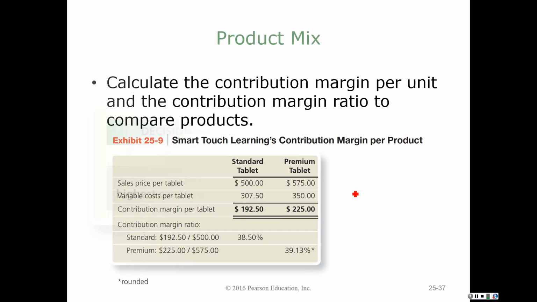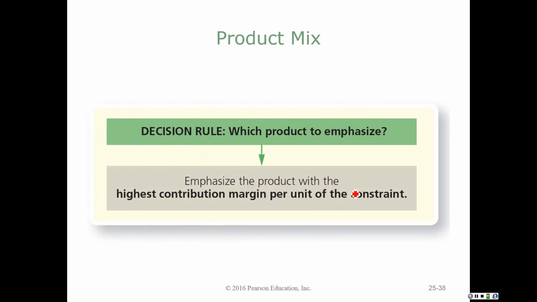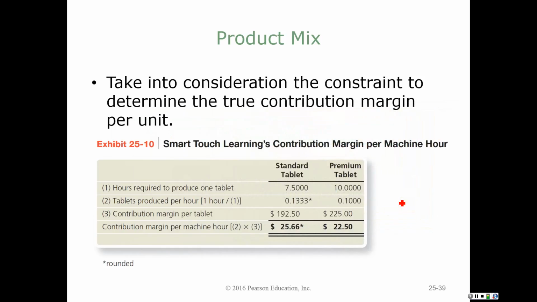But what if we do have a constraint? Which product would we emphasize the most? The one that has the highest contribution margin per the unit of constraint, or per capacity constraint? In this particular situation, your book tells you that your capacity constraint is the number of machine hours that you have. And so it takes 7.5 hours to manufacture the standard tablet, 10 hours to manufacture the premium tablet.